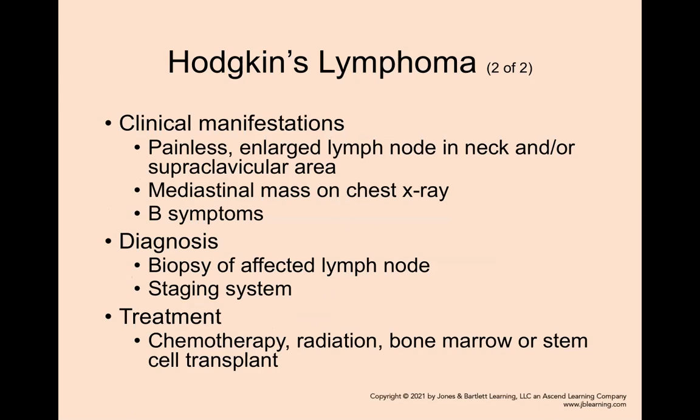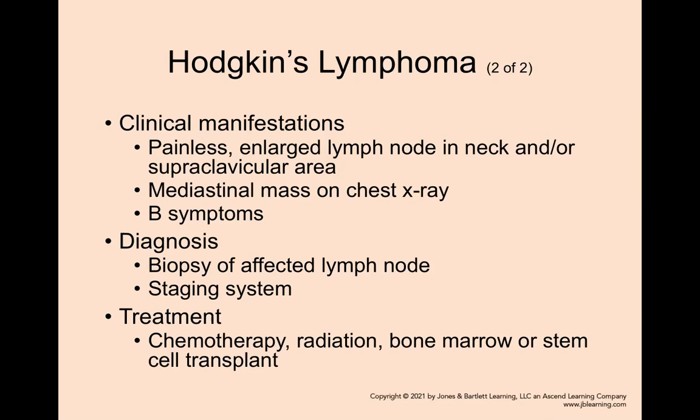There may be a mediastinal mass on chest x-ray that's causing cough, difficulty breathing, or retrosternal chest pain, and that's the second most common finding. And then the other thing, I'll say this a few times, is they develop B symptoms, which is a persistent nighttime fever, nighttime sweating, and unexplained weight loss. So know that those three things make up the B symptoms, because we'll say that a few times throughout the course of the lecture.